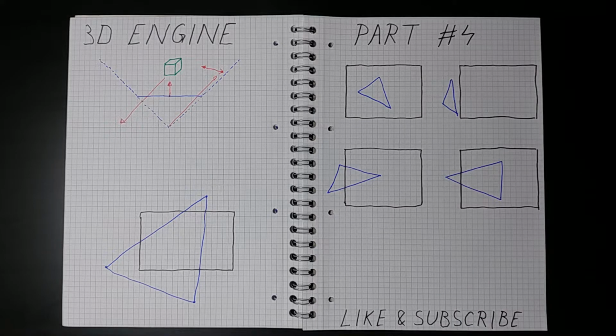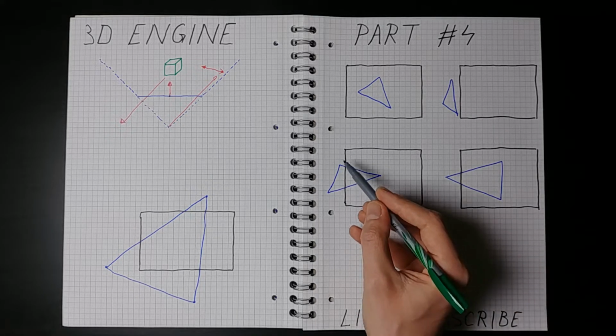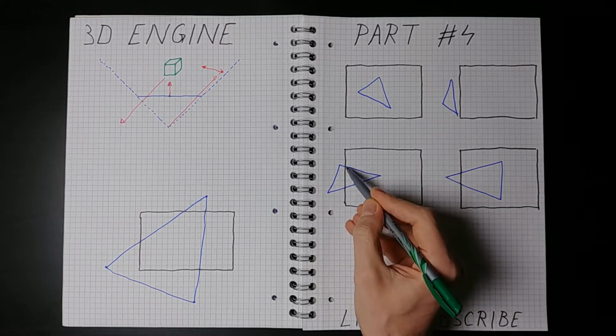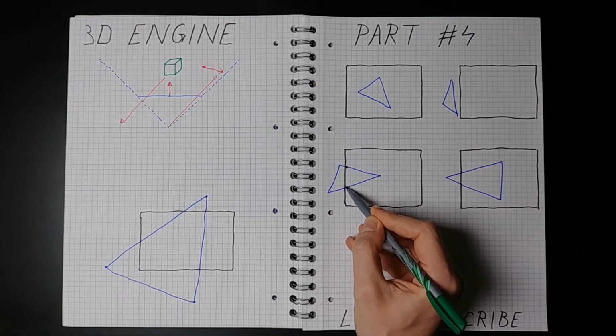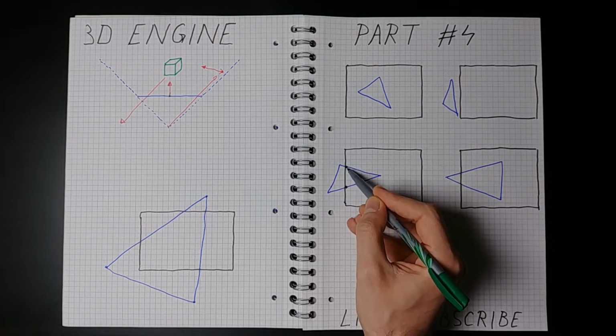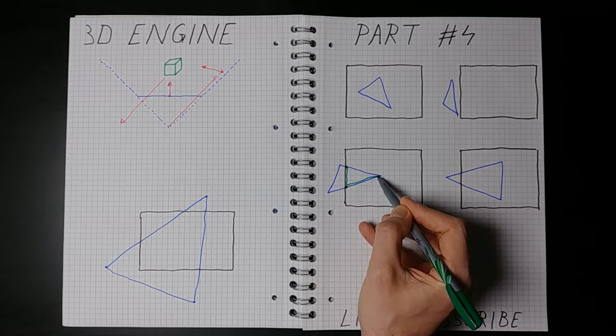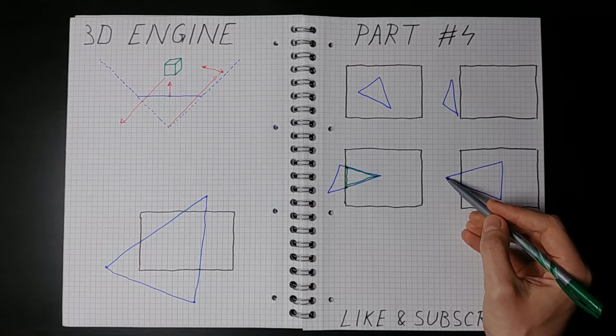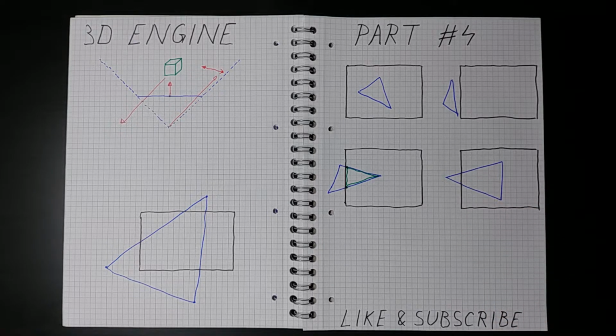This is also easy, we simply don't draw it. The third situation is when the triangle has 2 points outside of the screen. In this case, we need to find these 2 points that intersect with the screen edge and then build another triangle using these 2 points and the point inside. The fourth situation is when the triangle has just one corner outside of the screen.